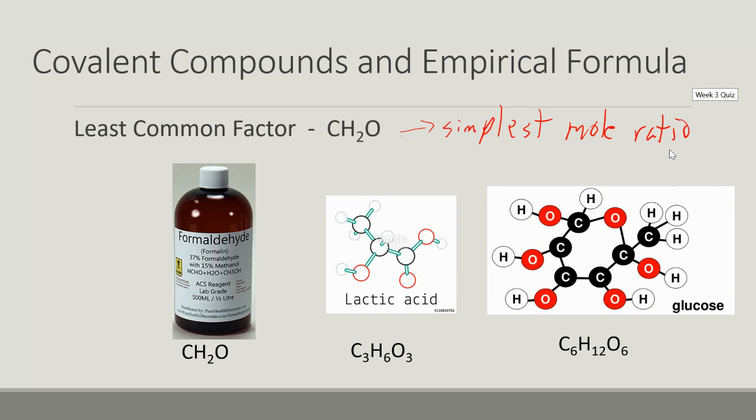These are very, very different things. Glucose is sugar. Lactic acid is the thing that builds up in your muscles when you are cramping up while exercising. And formaldehyde is the liquid that you store dissection animals in for biology. So they all have the same, right? You can divide some of these by 3 and get the same CH2O, and you can divide others by 6 and get the same CH2O. So they all have the same simplest mole ratio, but they're very different compounds based on how they exist as a molecule. That's where empirical formula and molecular formula come into play.